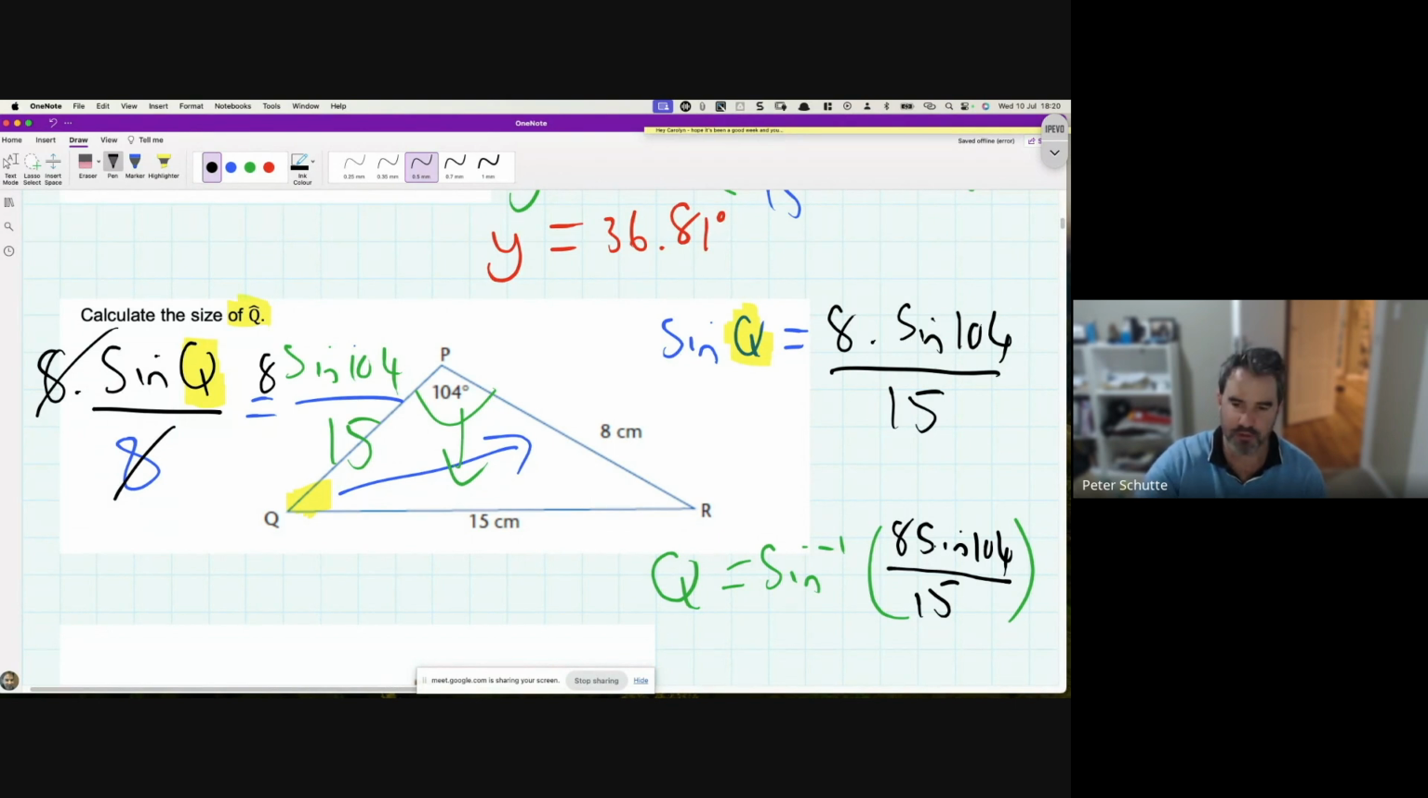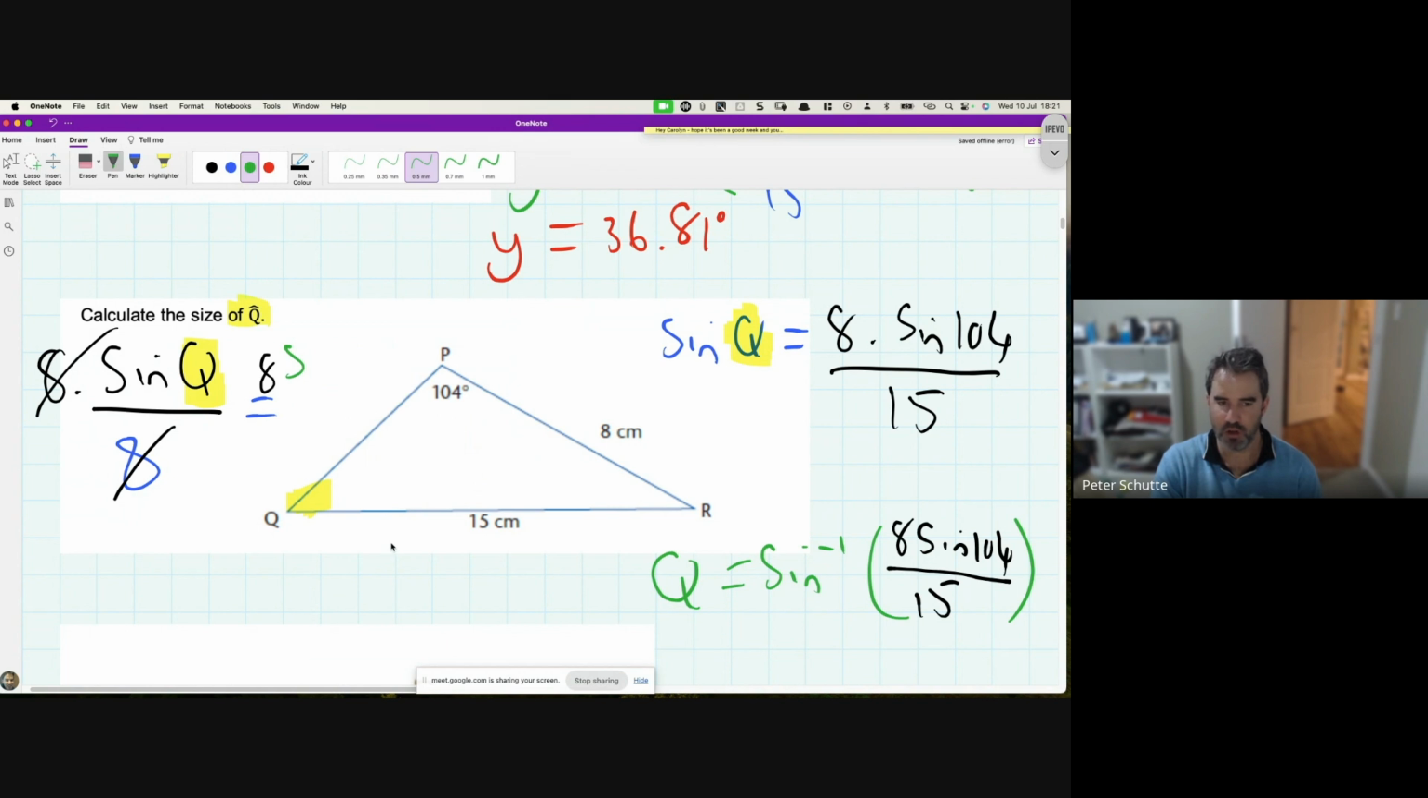Now, I want you to put this in your calculator and see if you can find what the Q value is. So we go shift, sine, fraction button. 8 on the top of the fraction, 8 sine 104, close the bracket. On the bottom, put 15. Now make the big bracket closed around all the stuff and hit equals. What angle are you getting for Q according to the use of this thing called the sine rule?